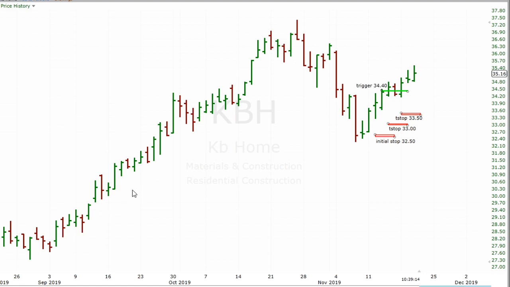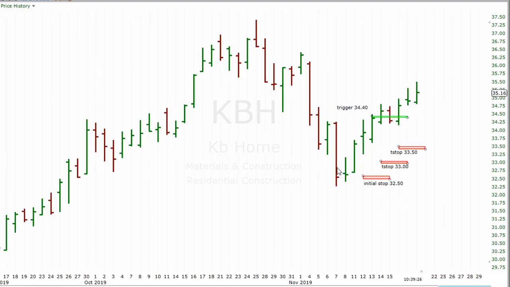KB Homes, nice orderly run up, nice orderly pullback, uptrend theoretically resuming, right? And so here we are. This thing triggered in, initial stops hung back a few days there, and as this stock's moving higher, trailing stops ratcheting up. Target on this is 36.40. Go ahead and mark that on here just so we have it.